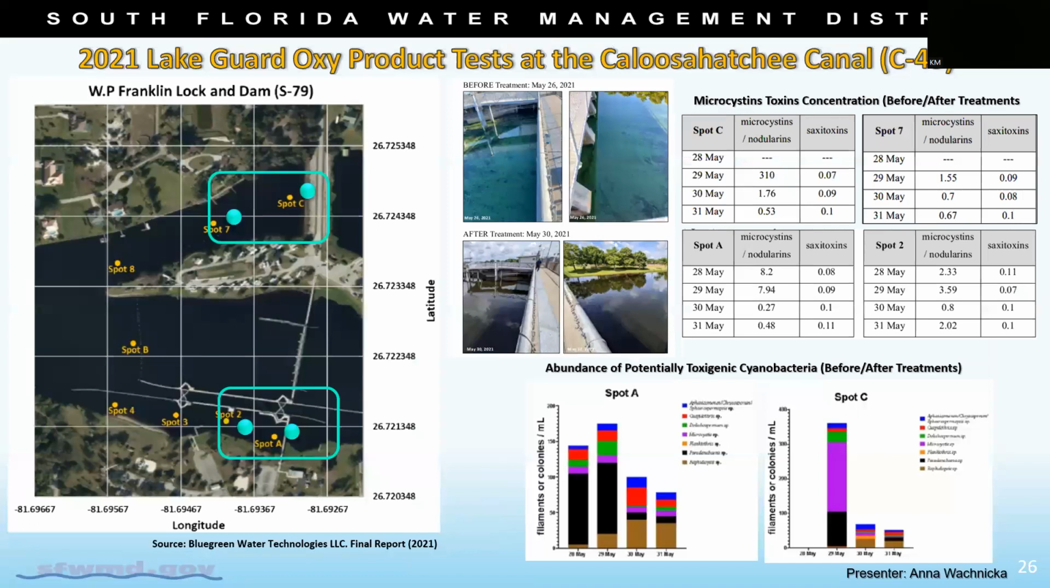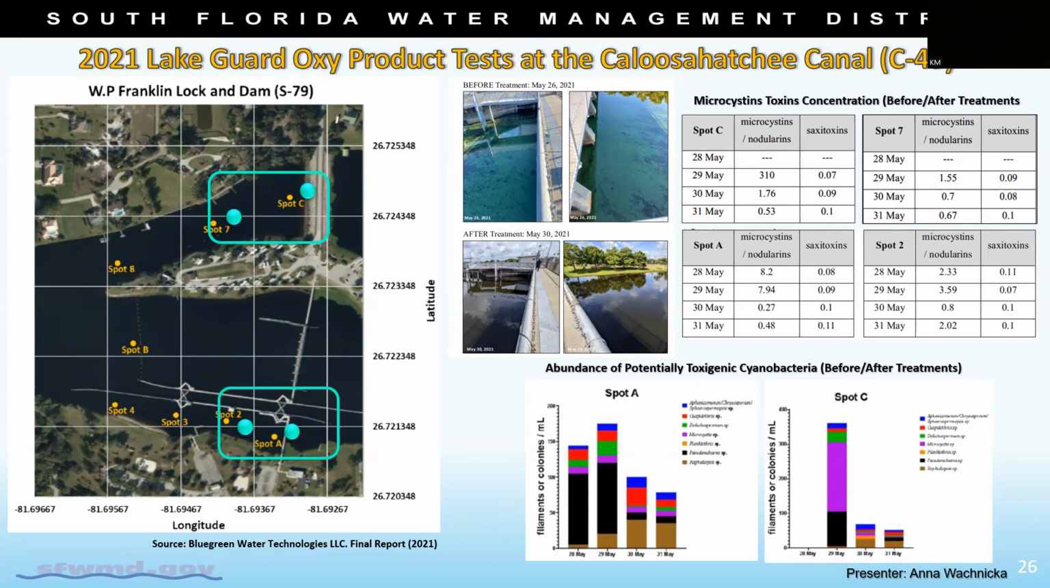Just to show you also results from one of the sites, this is the structure, this is the lock. That's where the boats are getting in and out. And this is the Franklin Dam, which is the last structure on the C43 canal right before the water from that canal is released into the Caloosahatchee.